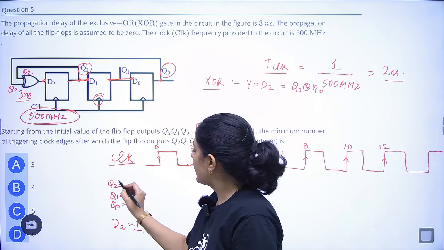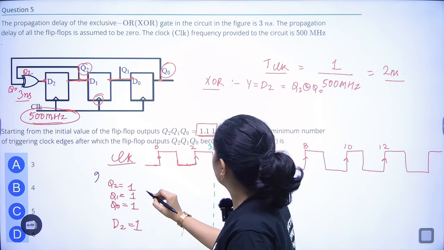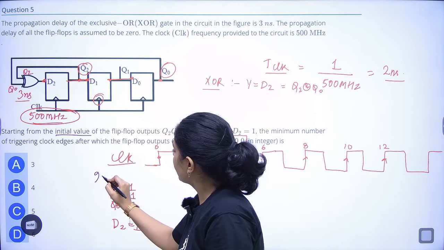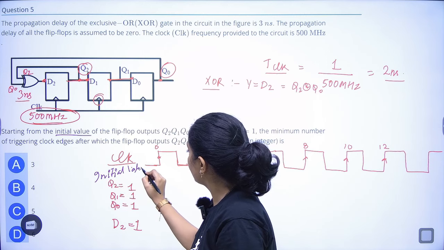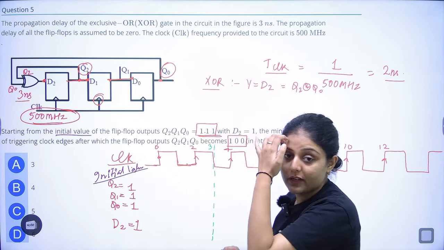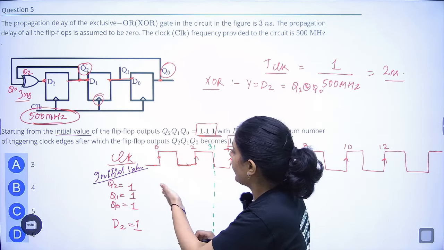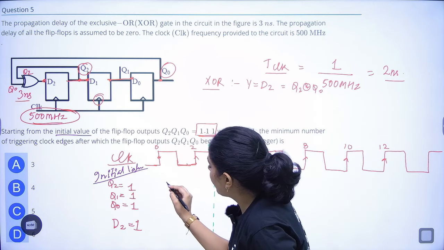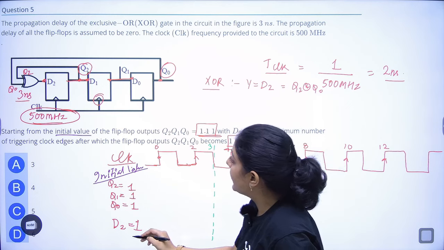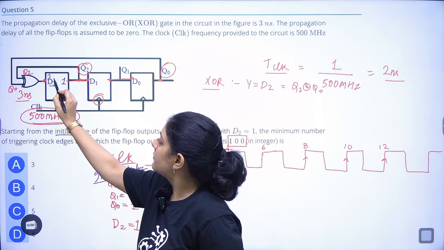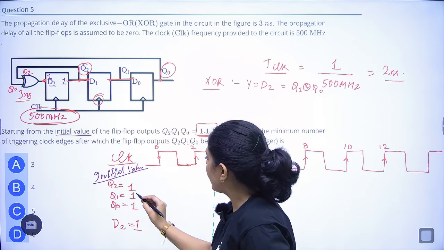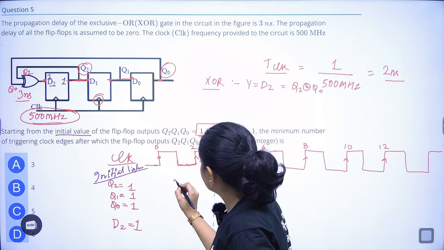This is your initial state, initial values. Now what will happen? The shift register is applied. On the first clock pulse, D2's value is given as 1, so 1 will be given here. It will shift itself and come to D2.